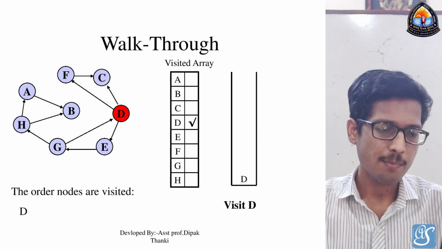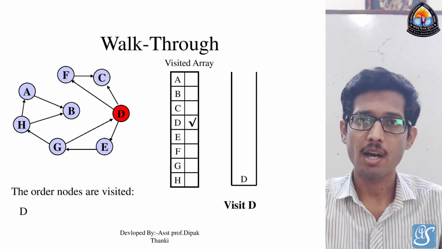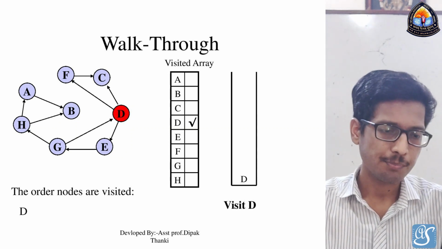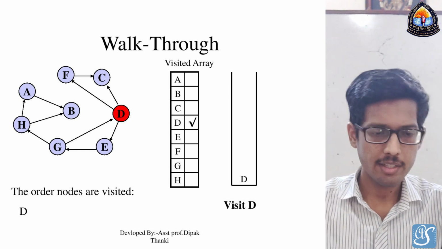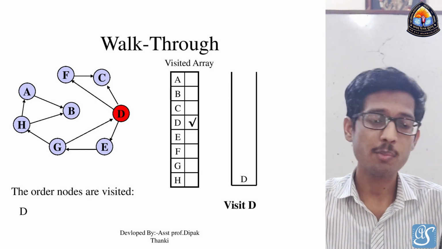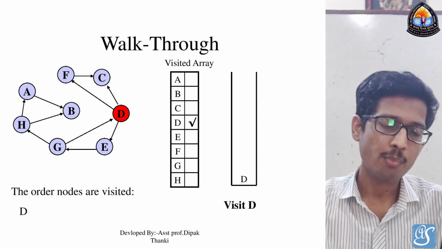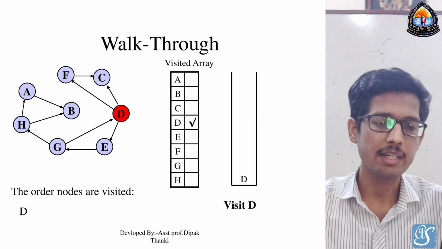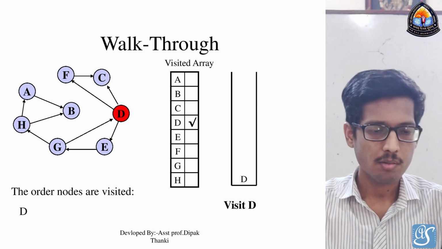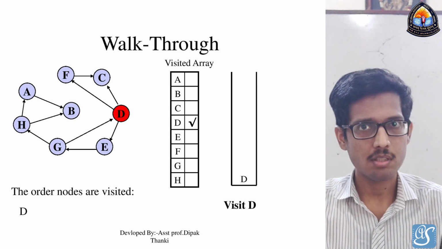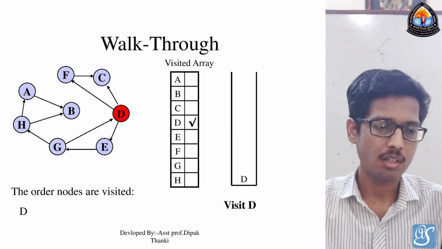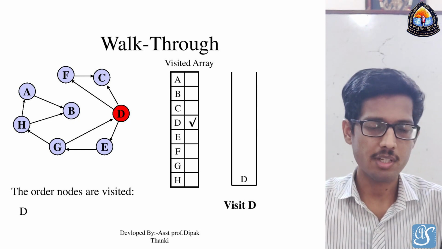Now in the second slide I have highlighted D. D is our node. Now see in the visited array, tick mark with D. It means we have considered that we are right now at the position of node D. In the stack, push D. Push means inserting an element. The order nodes are visited.